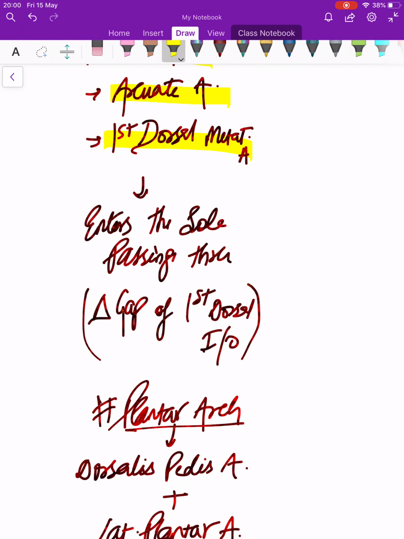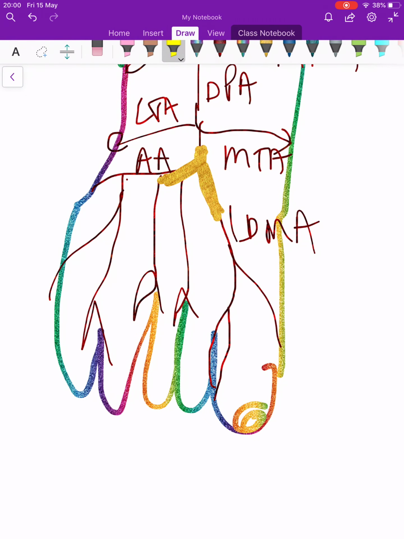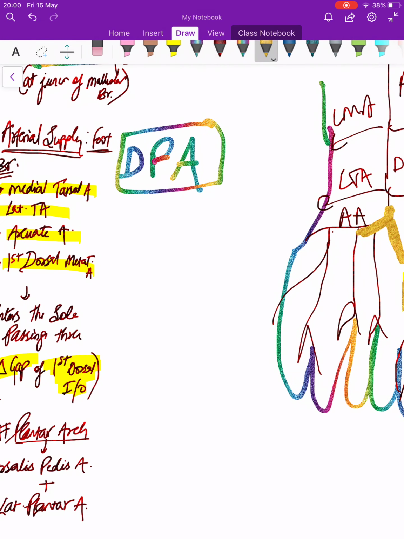ठीक है, देन it enters the sole passing through the triangular gap of the first dorsal interosseous. ठीक है, सो ये जब एंटर करता है यहाँ पे एक ट्रायंगुलर गैप होता है, इसमें से पास करता है ट्रायंगुलर गैप ऑफ द फर्स्ट डोर्सल इंटरओशियस. ठीक है, एंड द प्लांटर आर्च, it is formed by the dorsalis pedis artery and the lateral plantar nerve.